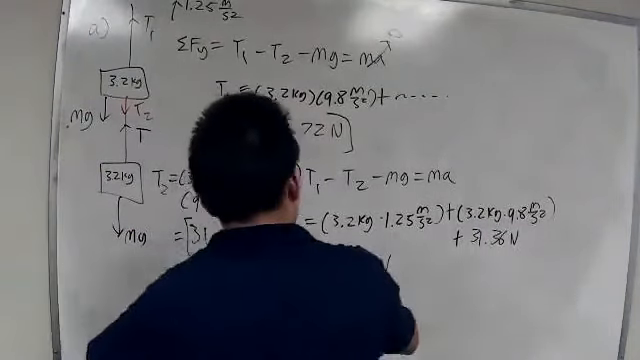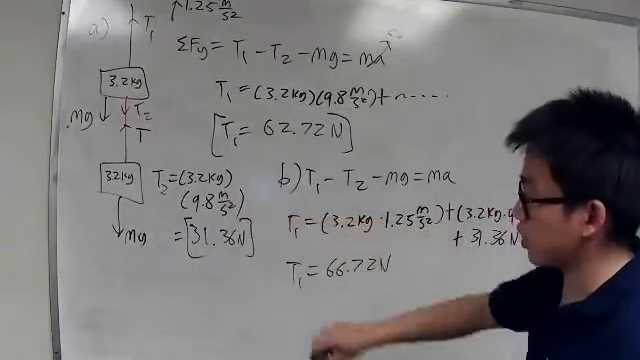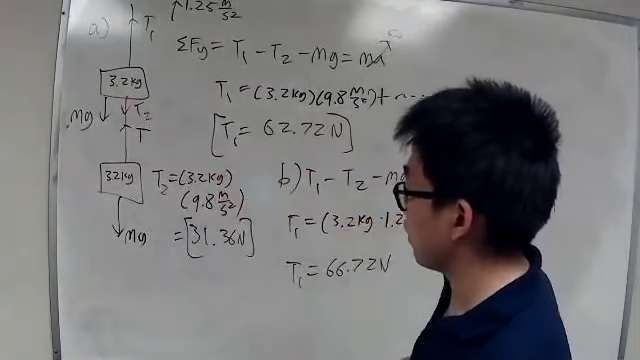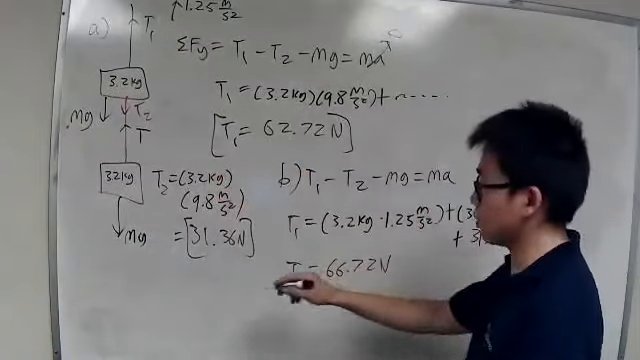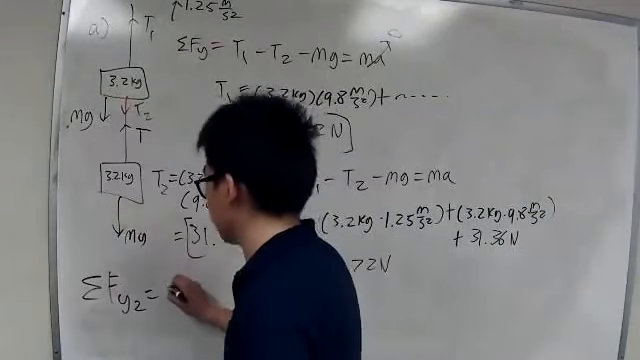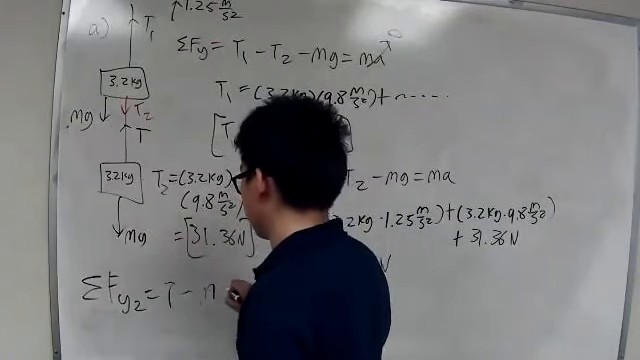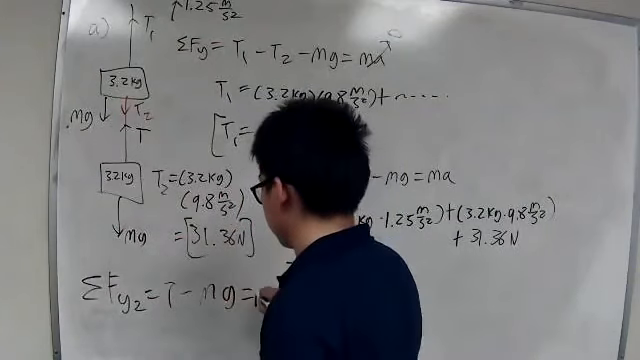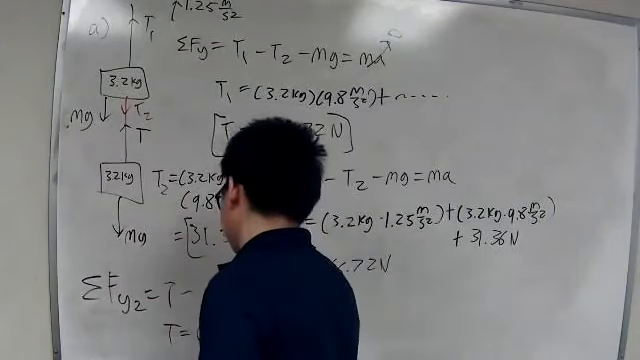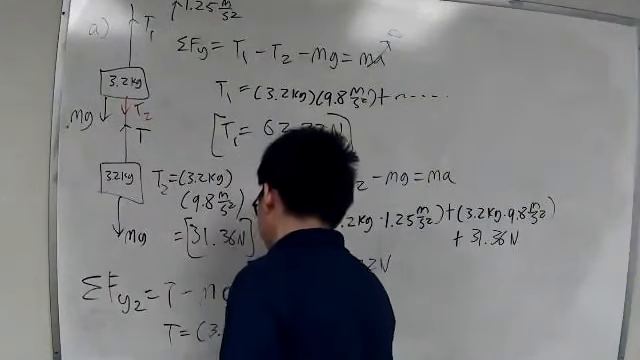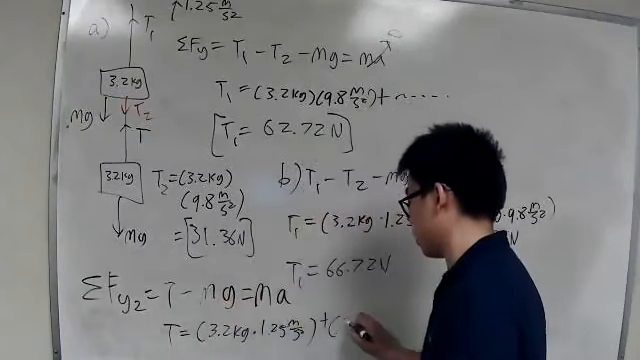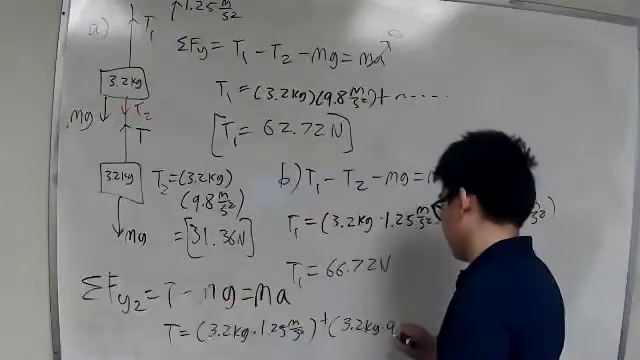Okay. If you see what I did here, I'm gonna do the same for the second part. Now do the sum of the forces for the bottom one. This is T minus mg equals ma. And so tension times 1.25 plus 3.28.